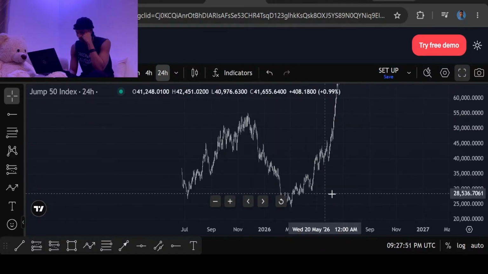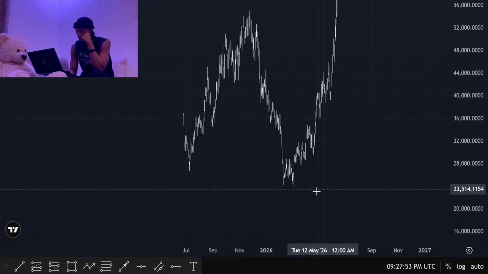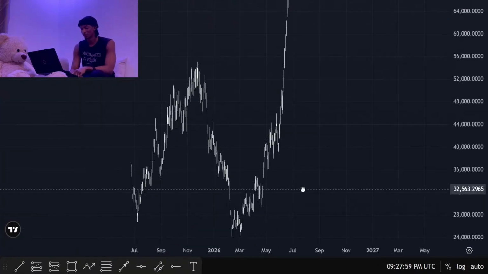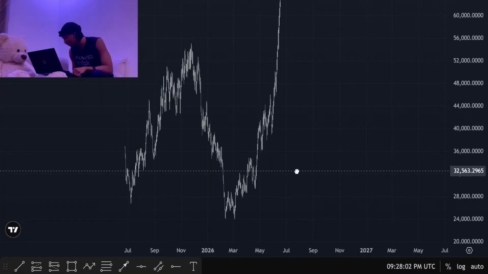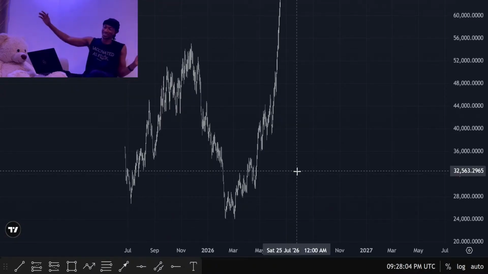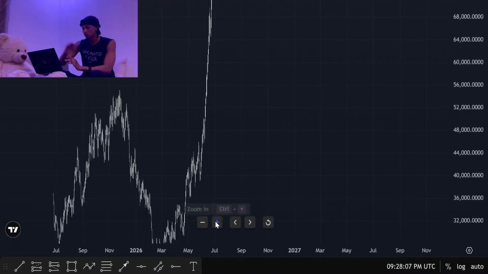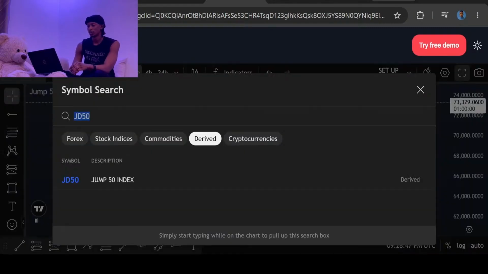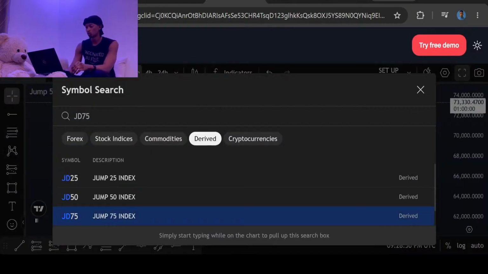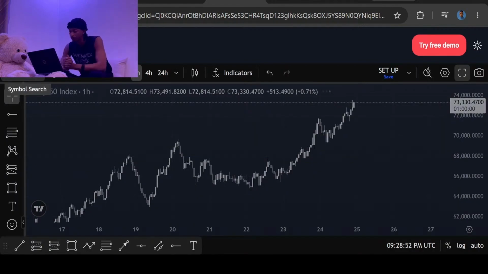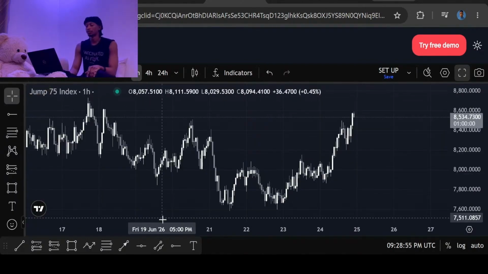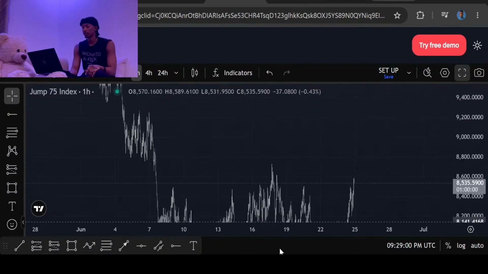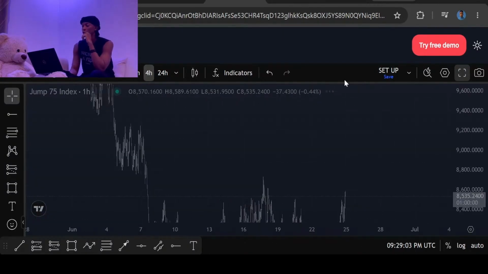So it has just been on a massive, massive uptrend. I don't even know if I'm going to call it a trend because it's not a trend. It's just going on a massive up explosion. Crazy. So nothing yet to trade. Jump 75. Jump 75, and we are looking at a key significant level on 4 hours.